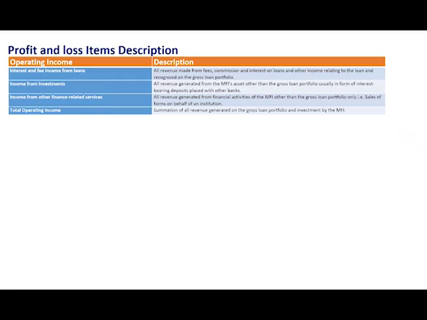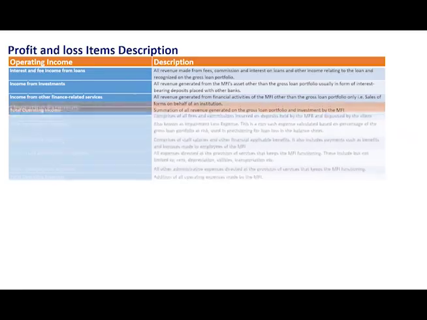The next is income from other finance-related services. All revenue generated from financial activities of the MFI other than the gross loan portfolio only, i.e., sales of forms on behalf of an institution. Lastly, we have the total operating income. This is the summation of all revenue generated on the gross loan portfolio and investment by the microfinance institution.